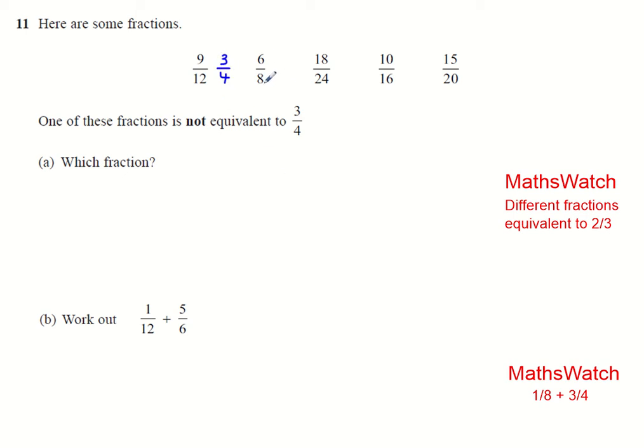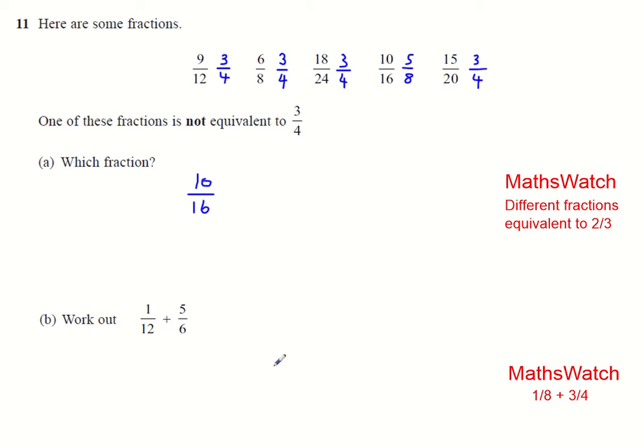6 and 8 can both be divided by 2. So that's 3 and 4. 18 and 24 can both be divided by 6. So far all of these fractions have been equivalent to 3/4. 10 over 16, they can both be divided by 2, which gives us 5 over 8, and that fraction can't be simplified any further, therefore it is not equivalent to 3/4, so 10 over 16 is going to be our answer. Just to show you the last one works, 15 and 20 can both be divided by 5, which will also give us 3/4.